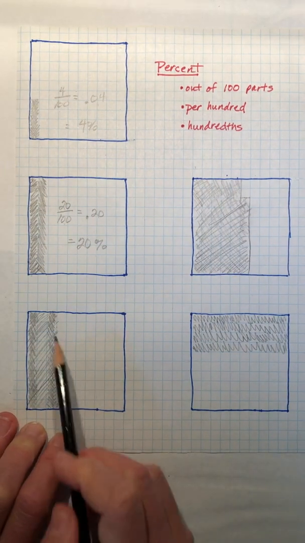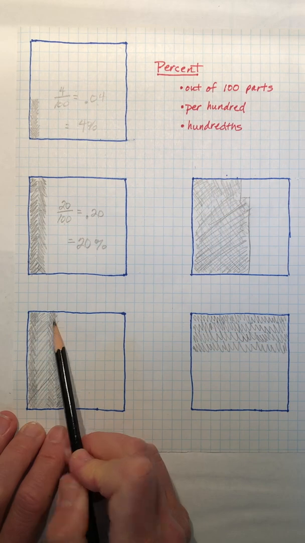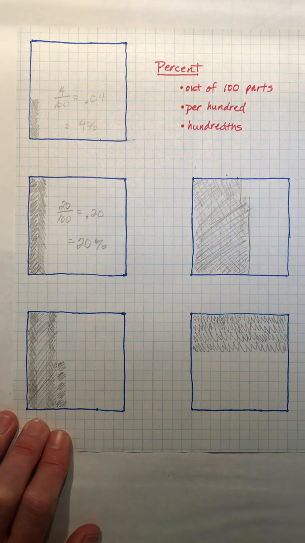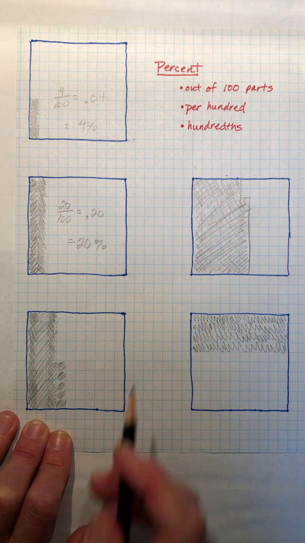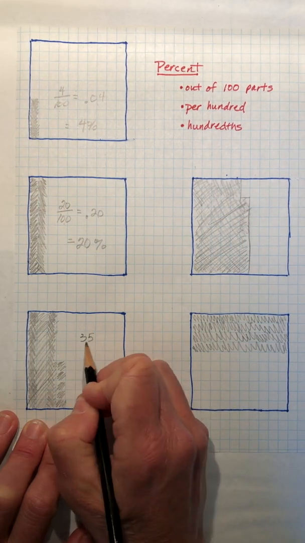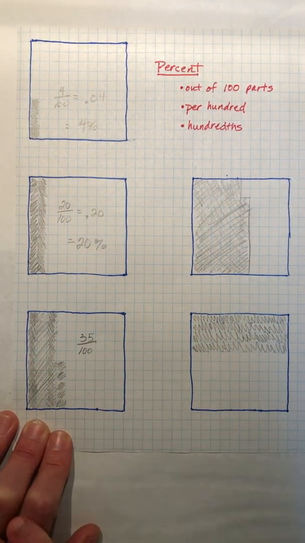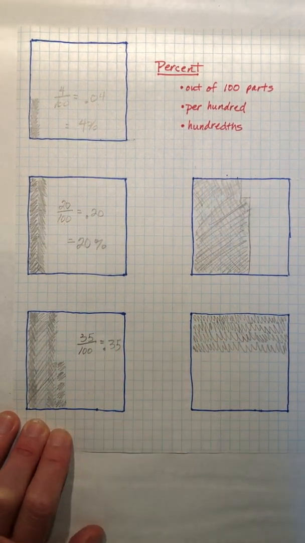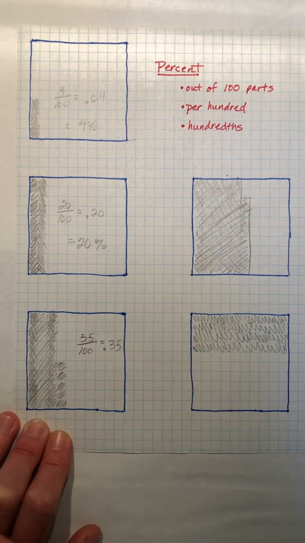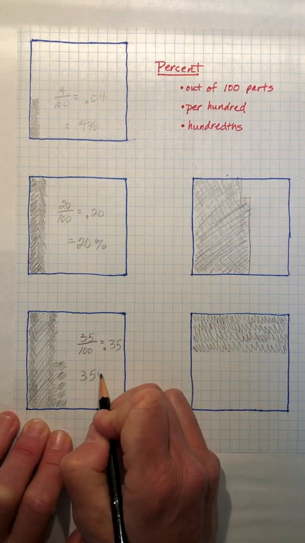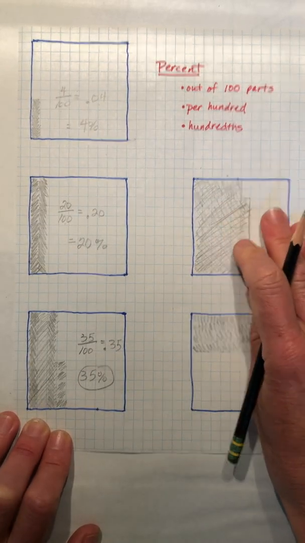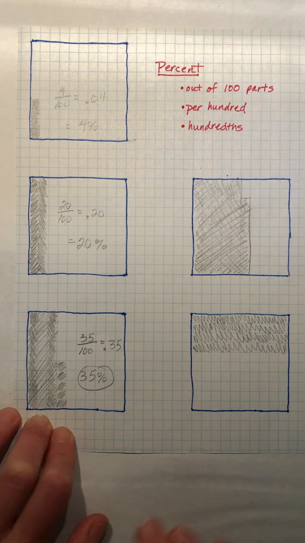How about this one? I've got 3 full rows plus 5 more. How much is 3 tens and 5 ones? It's 35. So we have 35 hundredths. There's the fraction, which equals 0.35. There's the decimal. So what percent of this is shaded? 35%. I tell you what, let's skip these last two just in the interest of time. Maybe we'll come back to those later.